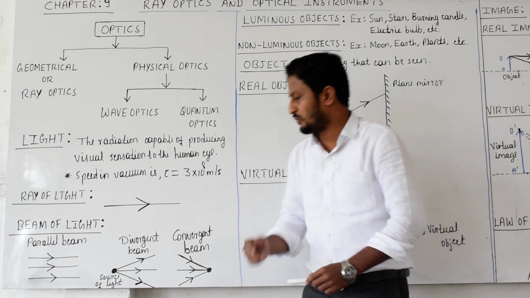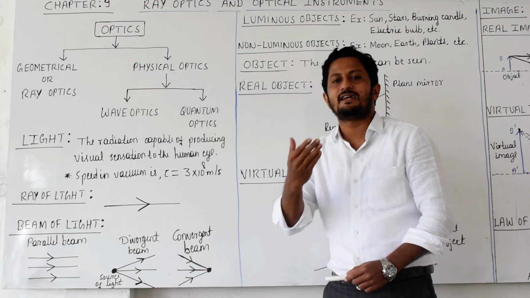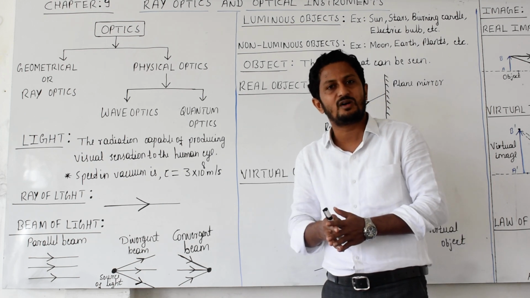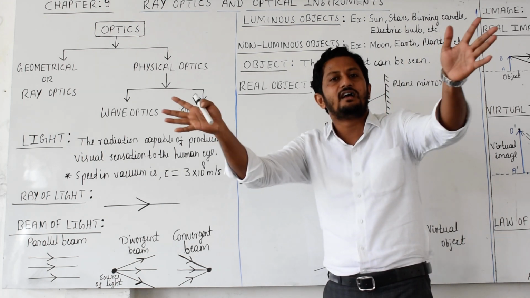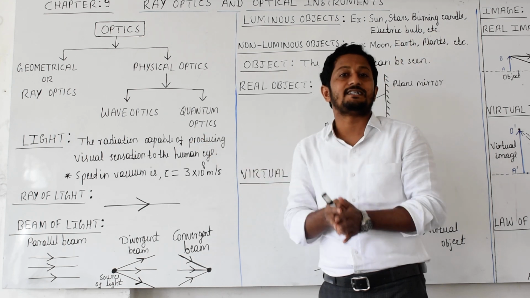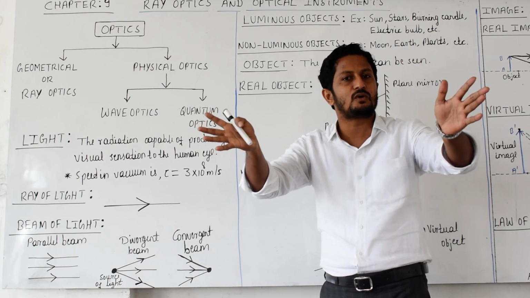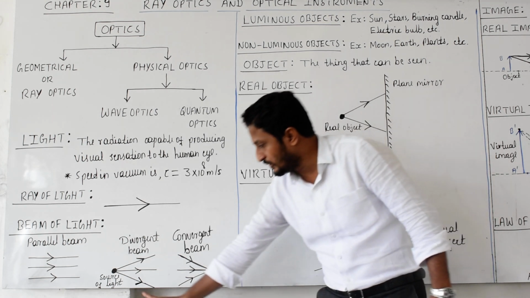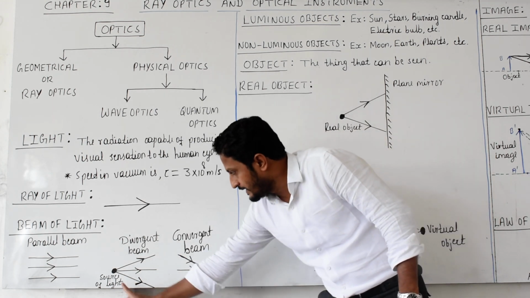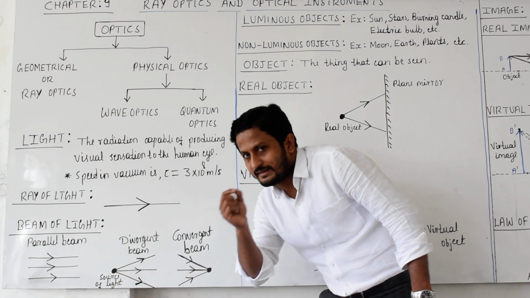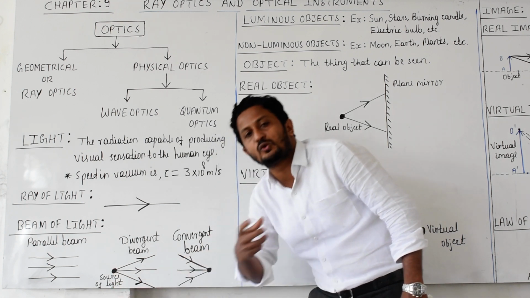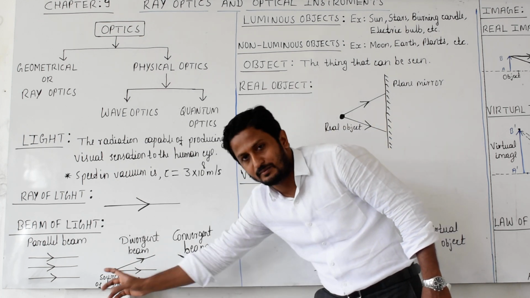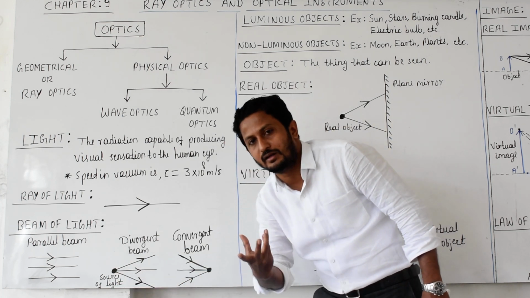Then next one is a divergent beam of light. Divergent, what is it telling? Moving away from each other. Diverging means moving away with respect to each other. Look at this diagram. Here there is a dot. That dot I treated as a source of light. Imagine it is a bulb.